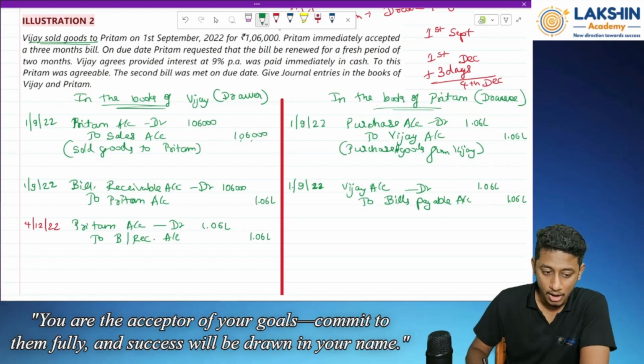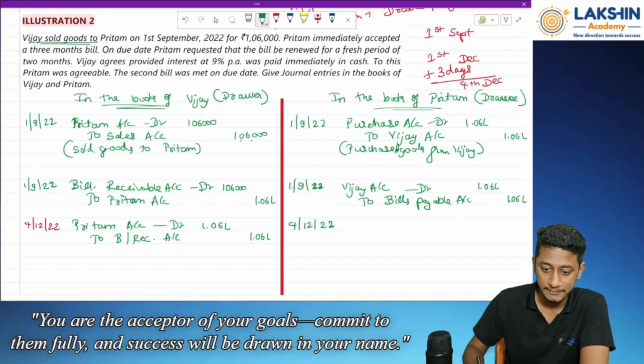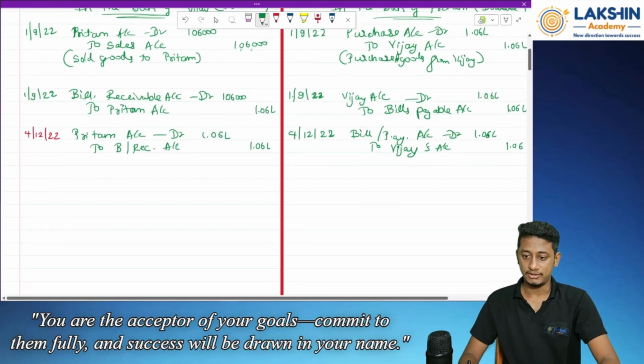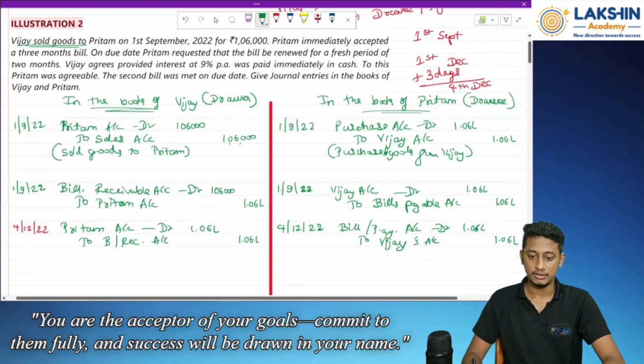Now here, on again the same date, he also has to cancel the old bill. So that will be again what? Reversing of this particular entry. So what will be the entry? Bills payable account debited, to Vijay's account. That is 1.06 lakhs. Okay. This is how you pass the cancellation entry.